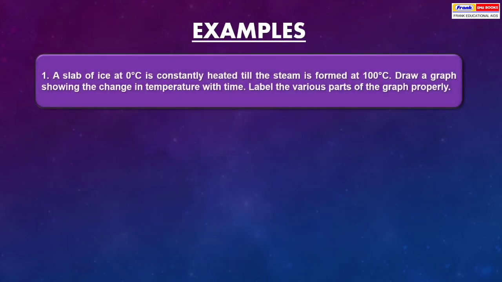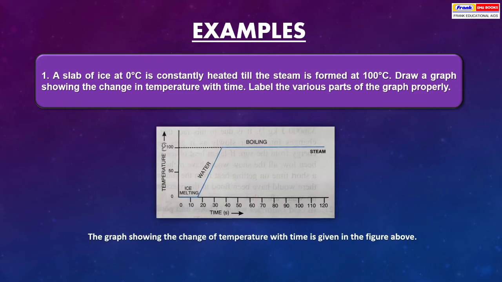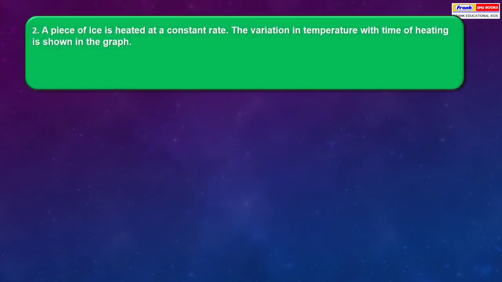Example: a slab of ice at 0 degrees Celsius is constantly heated till the steam is formed at 100 degrees Celsius. Draw a graph showing the change in temperature with time. Label the various parts of the graph properly. The graph showing the change of temperature with time is given in the figure above. A piece of ice is heated at constant rate. The variation in temperature with time of heating is shown in the graph.